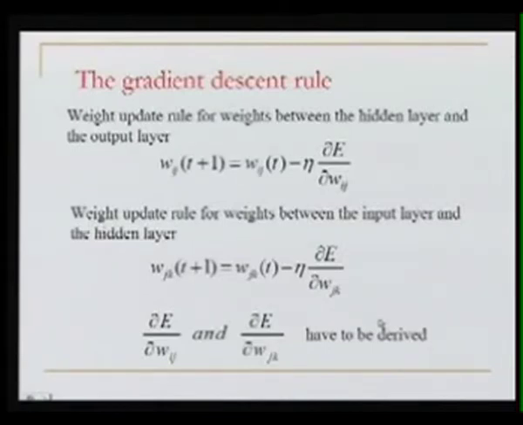So, the gradient descent rule is the same for the weight update rule. For weights between hidden layer and output layer, the principle of gradient descent gives Wij at t plus 1 equal to Wij at t minus eta del E by del Wij. The weight update rule for weights between input layer and hidden layer is Wjk at t plus 1 equal to Wjk at t minus eta del E by del Wjk. So, how do you now find del E by del Wij and del E by del Wjk? This is what you have to find out.